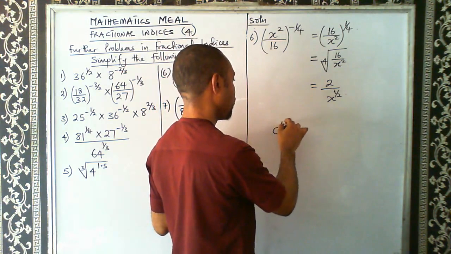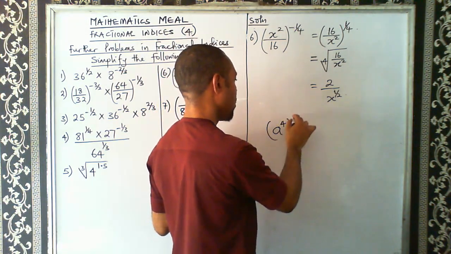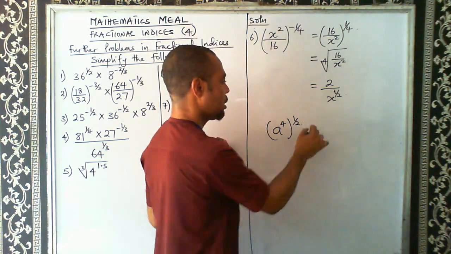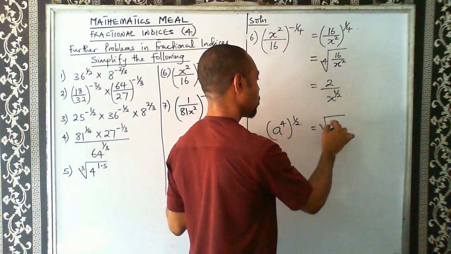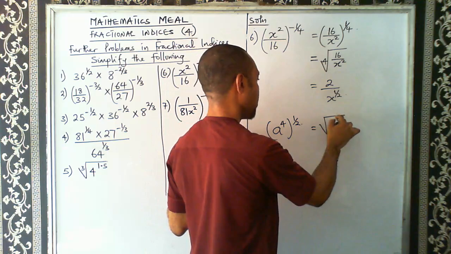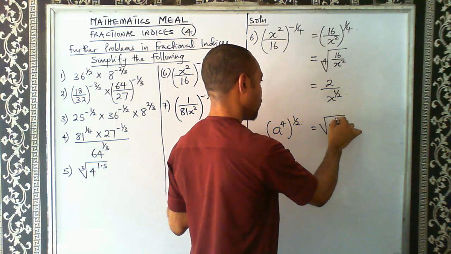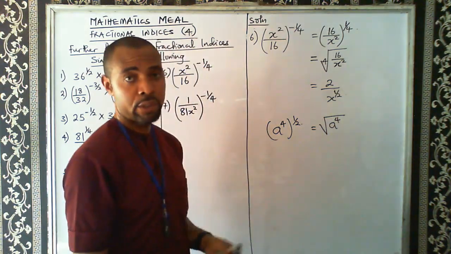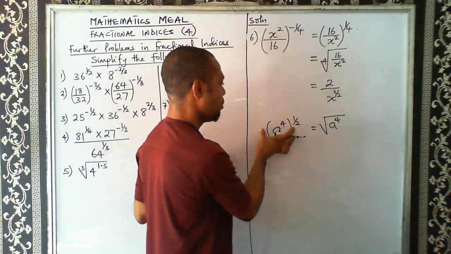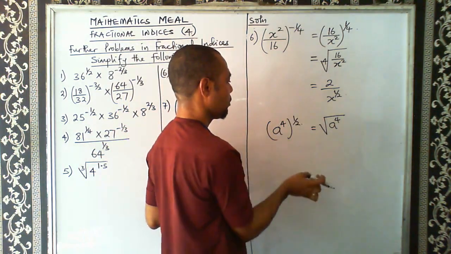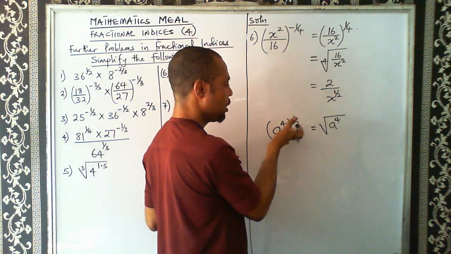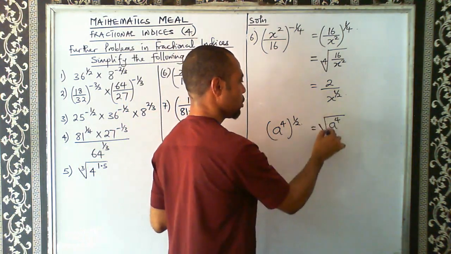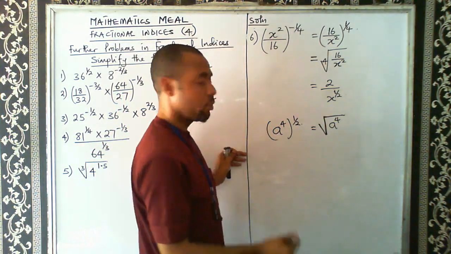A raised to power 4 raised to power half is the same thing as what? Square root of what? A raised to power 4, right? That's what it is. You remember? This is the base raised to fractional power. So the denominator becomes the root. It becomes the root. Okay?